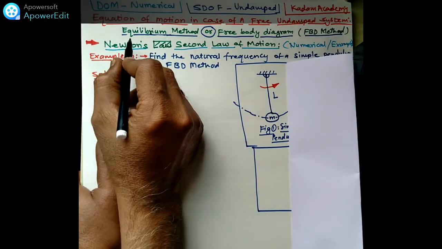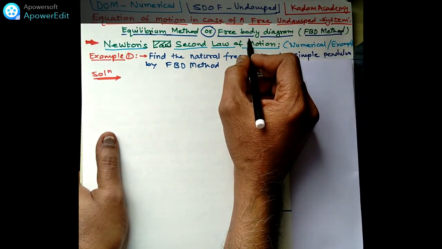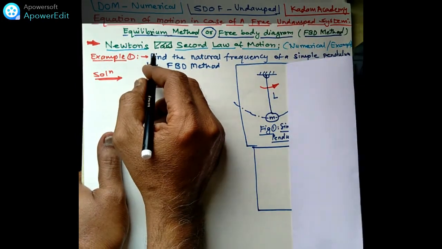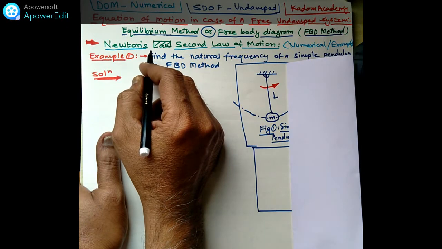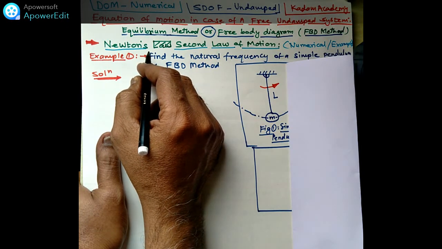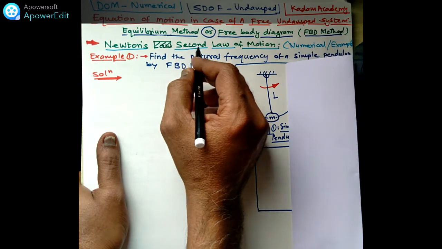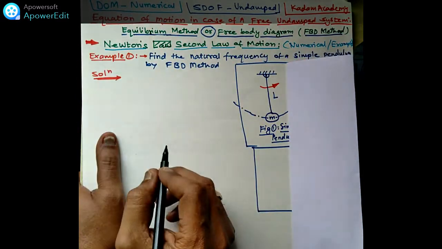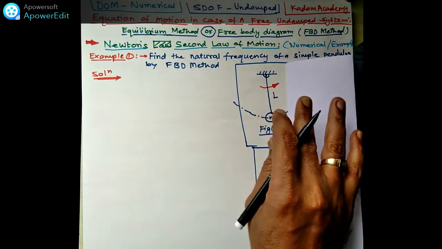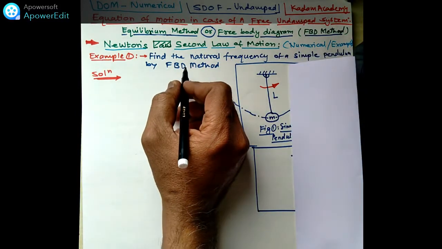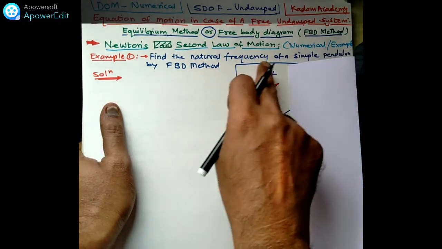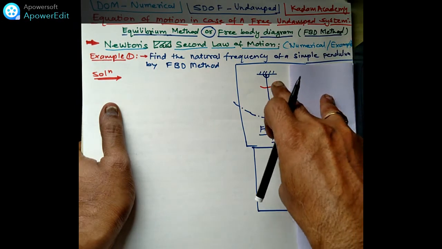So friends, there are two methods: one is the equilibrium method or free body method, and the other is Newton's second law of motion. First we'll solve this numerical, which is the numerical of the simple pendulum. This is the simple pendulum.